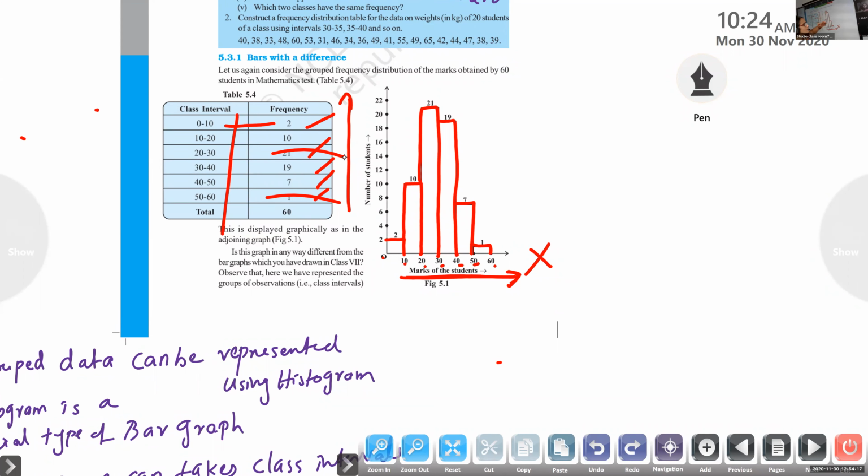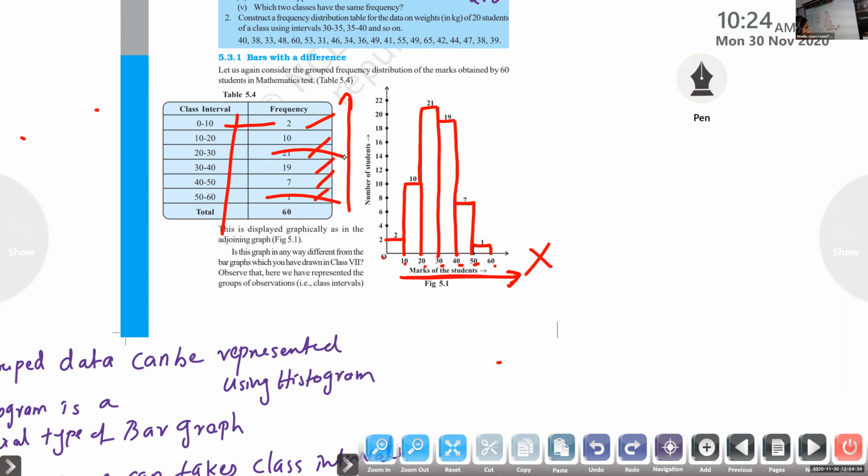If it is very few numbers, suppose 10 is the maximum, we will take 1, 2, 3, 4, 5, 6, 7, 8, 10, instead of 2, 4, 6. That interval you can choose on the y-axis.